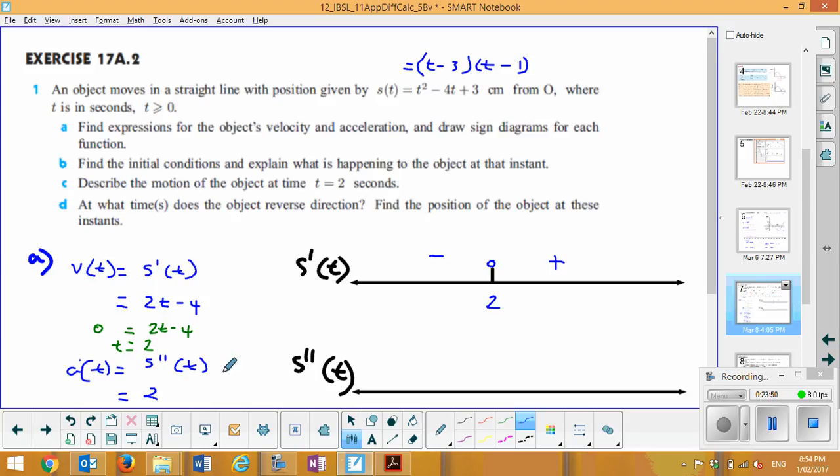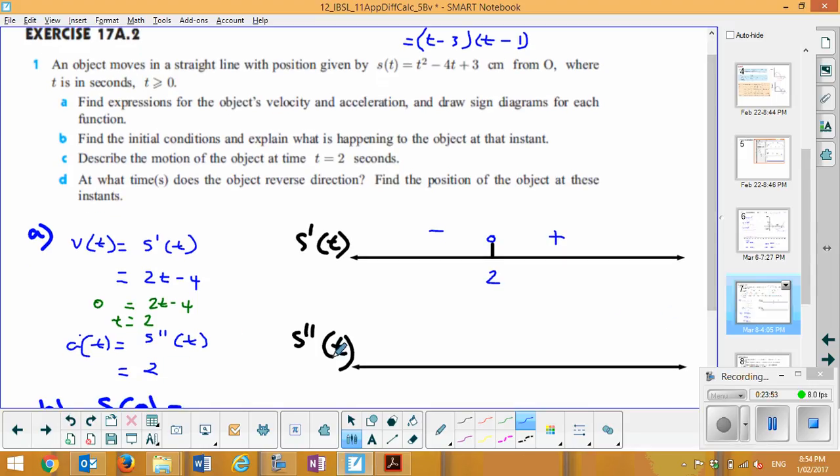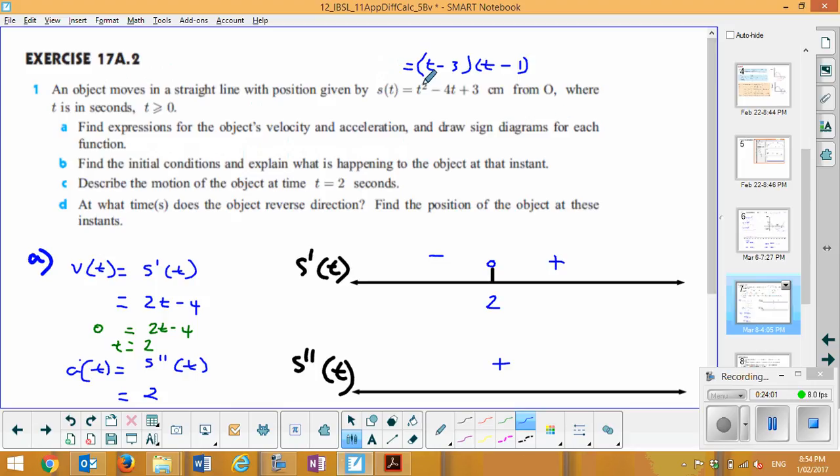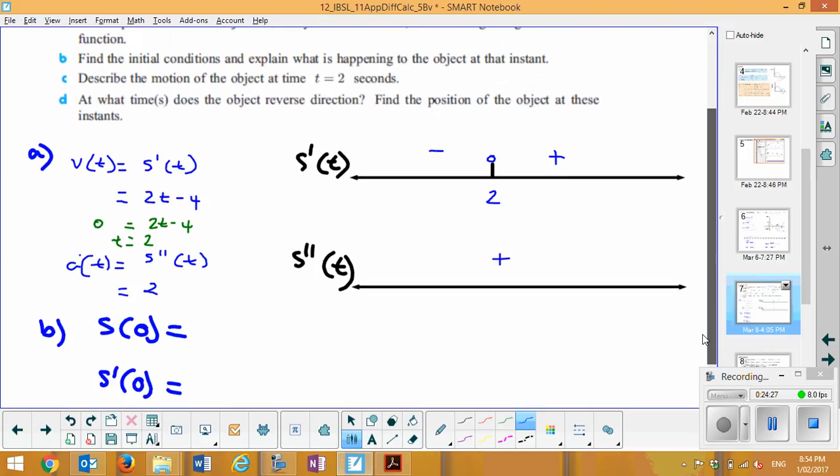Here, what's the sign on our second derivative? It's plus 2, which means it's always positive. And if you think about this here, for t squared, there's a positive in front, which means our graph is concave up. So don't forget all your old rules on quadratics. Concave up, second derivative is positive. So our sign diagram's nice and simple.